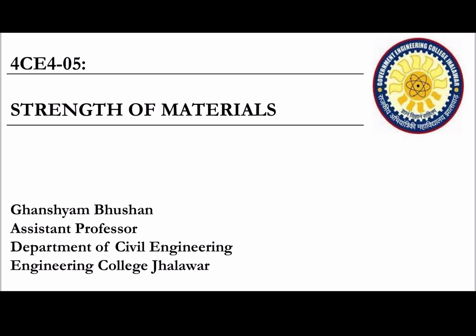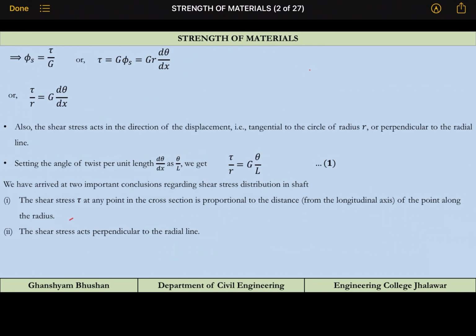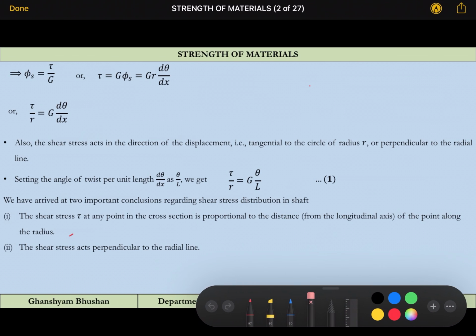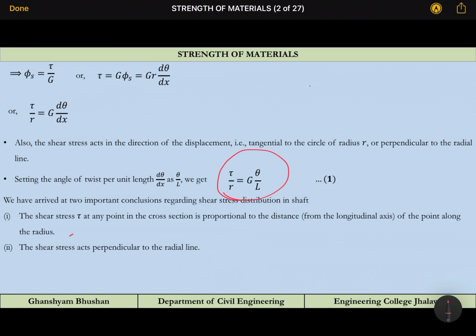So in the previous lecture we have started our derivation for the torsional equation. The first relationship we have derived in terms of tau and G, where G was the shear modulus and tau was the shear stress. So tau by r was G theta by L. Now we will try to relate these terms to the external applied moment. This was the relationship which we have derived: tau by r is equal to G theta by L. So let us move forward.